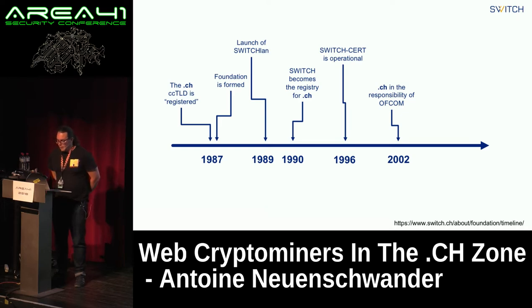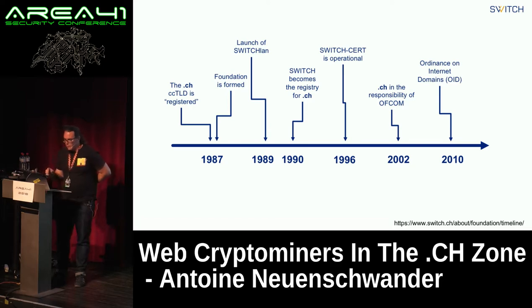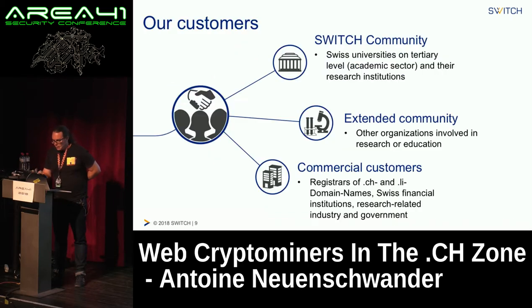Next, in 2002, the operation of the .ch went into the responsibility of the Office of Communication. So the Federation said, okay, this internet thing is getting bigger and bigger. I think we need to regulate that. So they took responsibility of .ch, but mandated Switch to still operate the registry. And in 2010, we had the Ordinance on Internet Domains, which is relevant for fighting cybercrime, which tells you how to deal with domains, and then later on how to fight cybercrime.